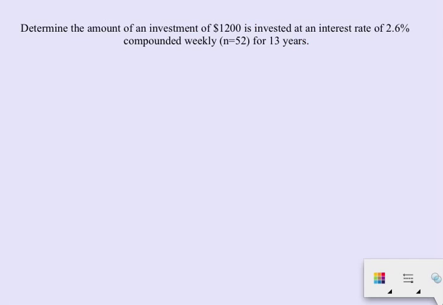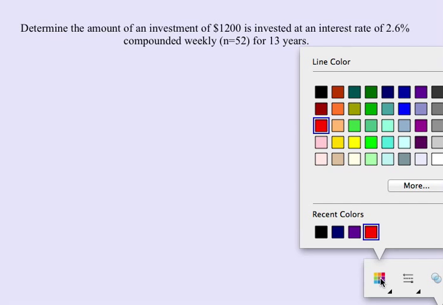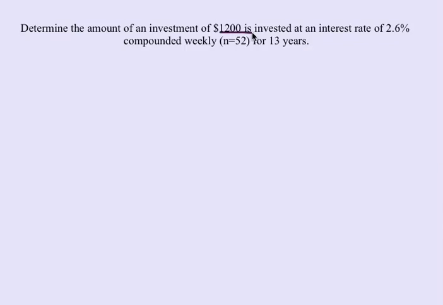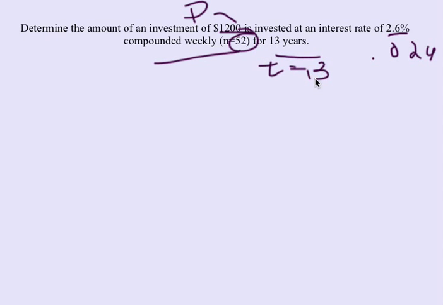Now, let's take a look at number 5. So, for number 5, what we're going to do is the same thing. We're starting with an initial investment of $1,200. So, again, that's our P value. The interest rate is 2.6%, which is the same as 0.026. Okay, that's our rate. Compounded weekly, we know that there's 52 weeks in a year. That's why N is equal to 52 for 13 years. So that means that T is equal to 13.